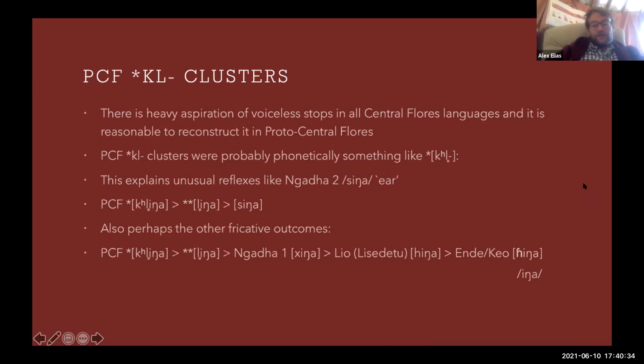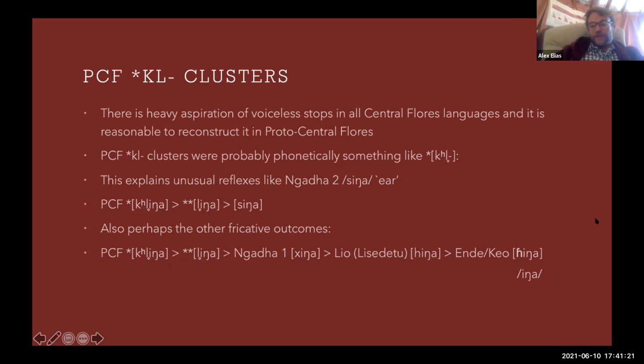There was very heavy aspiration of voiceless stops, or there is very heavy aspiration in all Central Flores languages, and it's reasonable to think that it may have existed in Proto-Central Flores, meaning that these KL clusters would very likely have been something like this with a voiceless L, which explains the stranger fricative reflexes like singa for ear from klinga, which has a PMP etymology, talinga, with loss of the first vowel and shift of T to K. And then perhaps these other fricative outcomes may have passed through this voiceless L phase. These are attested in other modern dialects, but they may have been way stations on the way to this voiced H, who knows?